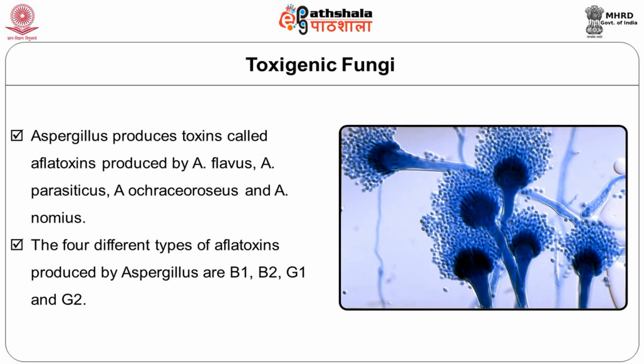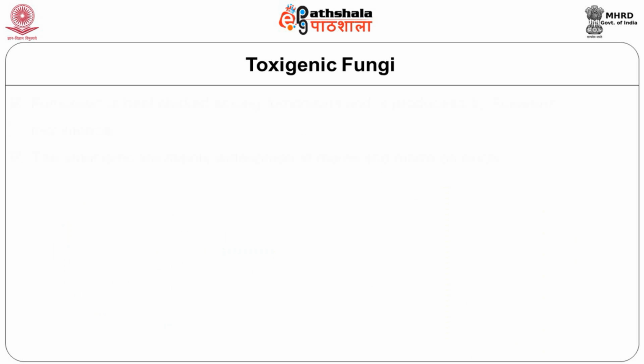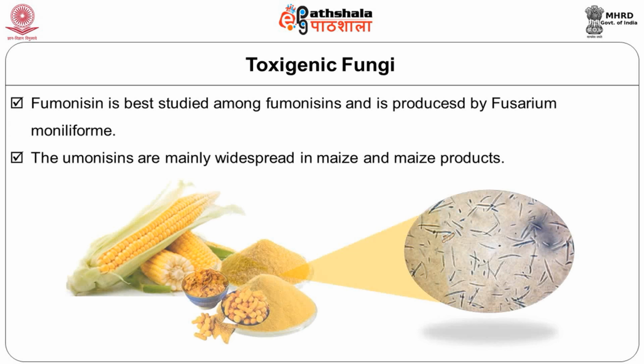Ochratoxin is another mycotoxin, produced by Penicillium and Aspergillus species, and it is generally found in coffee. It also has three different types, called ochratoxin A, B and C, and Aspergillus ochraceus is a contaminant of a wide range of commodities such as coffee, beer and wine. Ochratoxin A is considered a potent nephrotoxin. Fumonisin is another mycotoxin, produced by Fusarium moniliforme. The fumonisins are mainly widespread in maize and maize products.